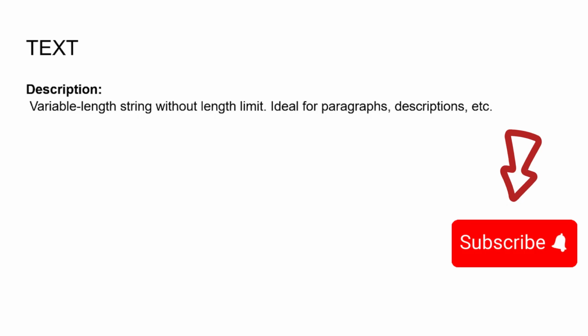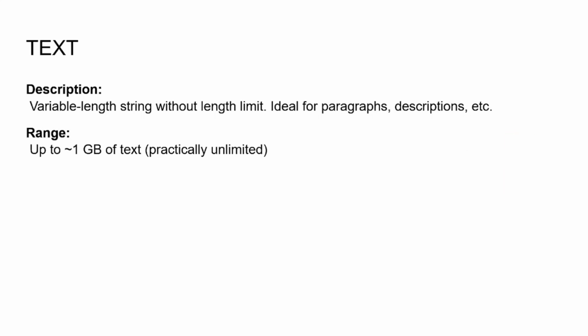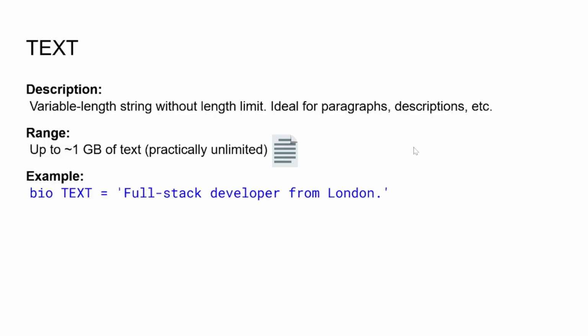So this is ideal for paragraphs, descriptions, and other things. A text can get up to 1 GB, which is practically unlimited. We know 1 GB is limited, but for what we want to put into that column, maybe a post, a blog post, or maybe a bio or a paragraph related to some technical writing, 1 GB feels like unlimited in such a scenario.